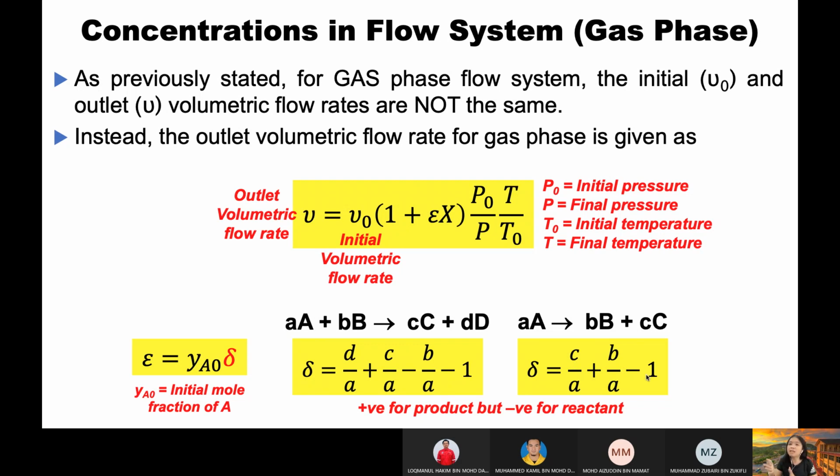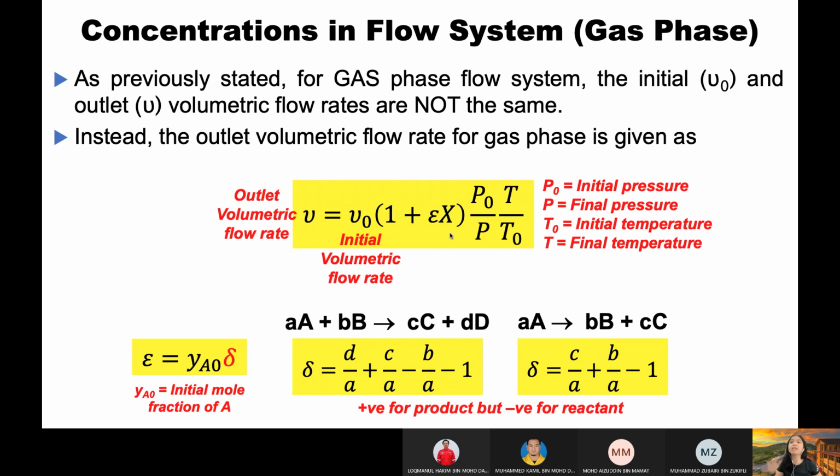So look at the chemical equation. Say the chemical equation is 1A produces 1B, 1C. So it becomes 1 per 1 plus 1 per 1 minus 1. So 2 minus 1 becomes 1. So sigma is 1. Okay. So that's how you calculate sigma. That's how you calculate epsilon. That's why you can calculate how to get the correlation between inlet-outlet volumetric flow rate.